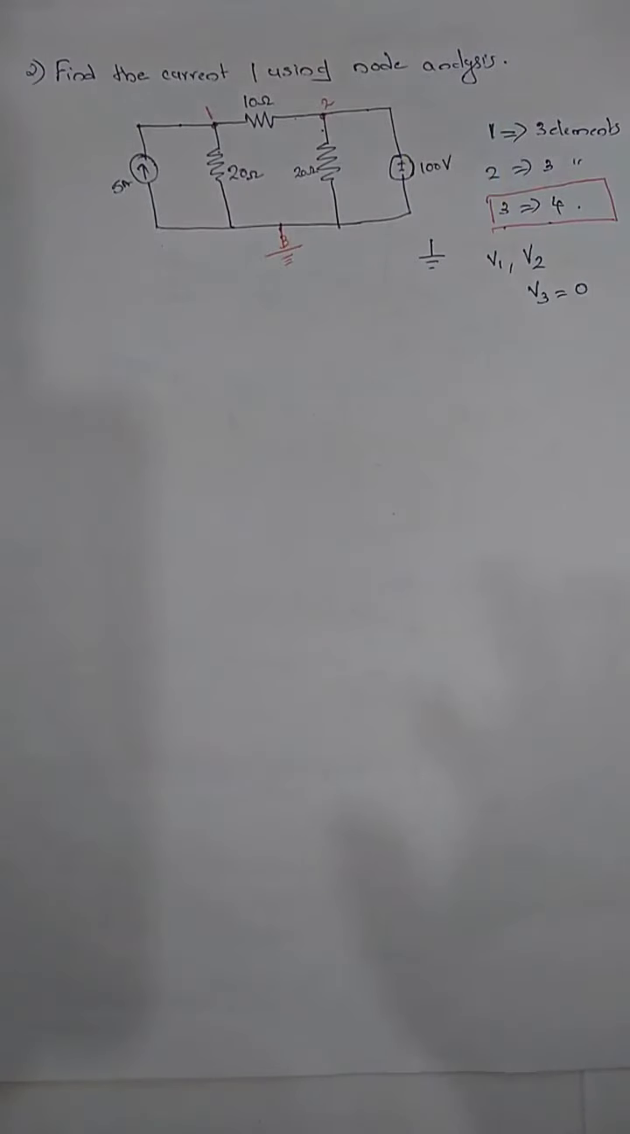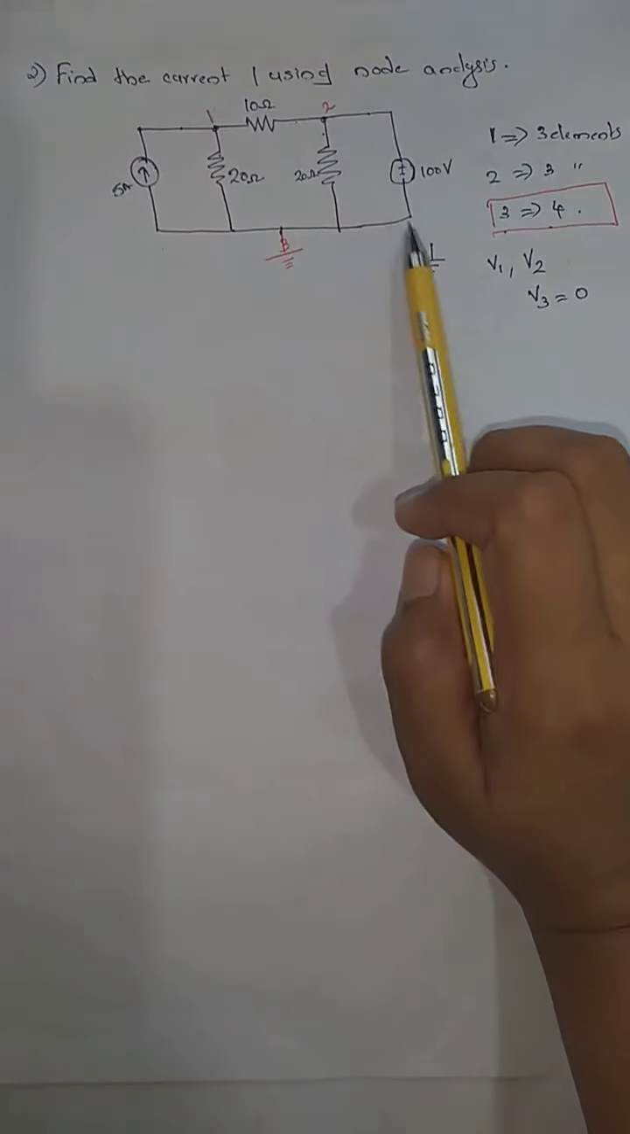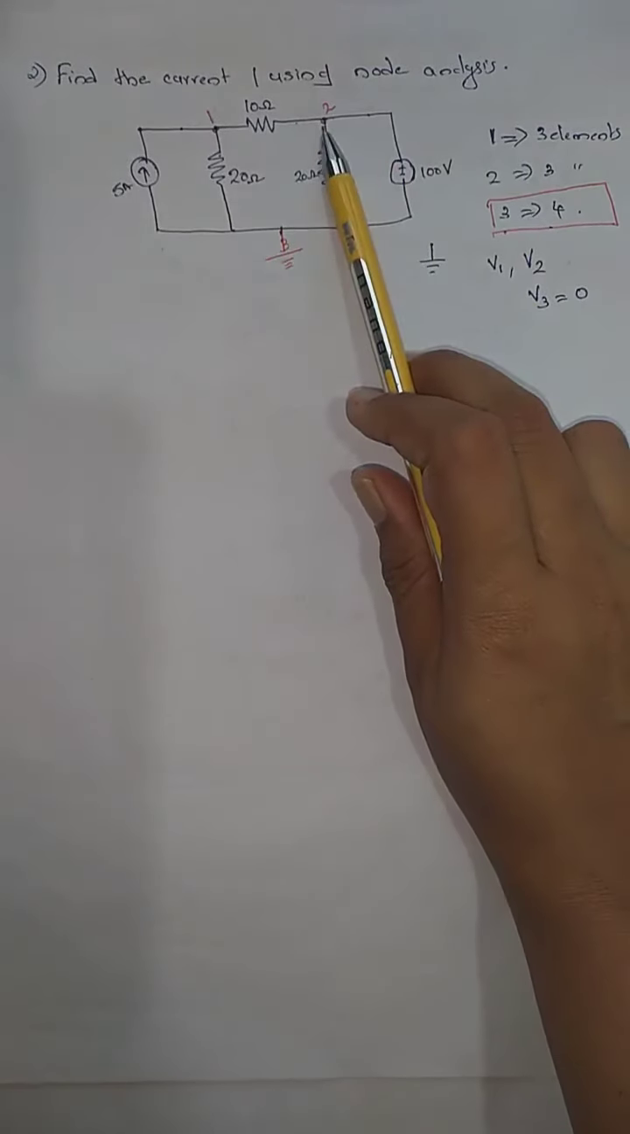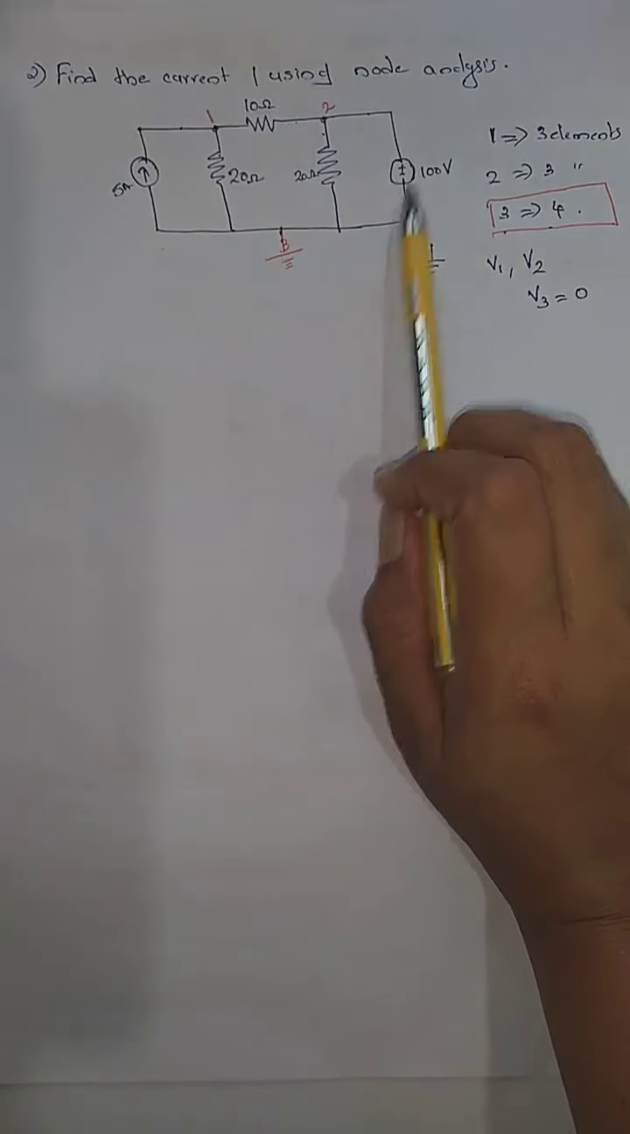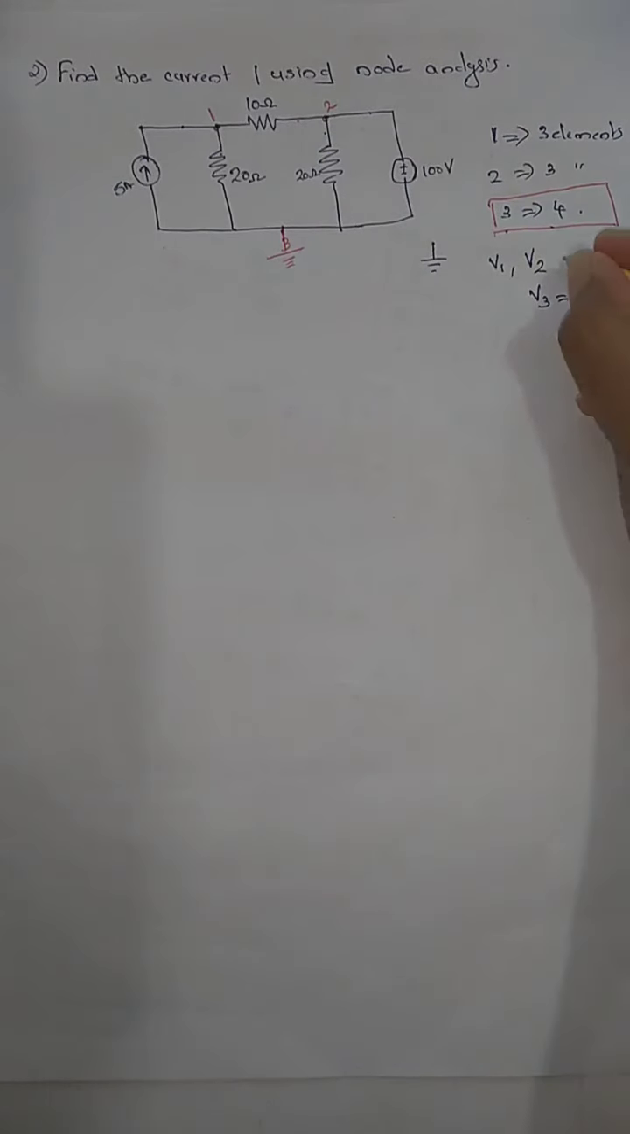If there is any voltage source, then we have to check whether the voltage source corresponds to any of the nodes. That is, here the 100 volt source is connected, one end to ground and one end to node 2, which means V2 is equal to plus 100 volt. Okay, we have to check it.